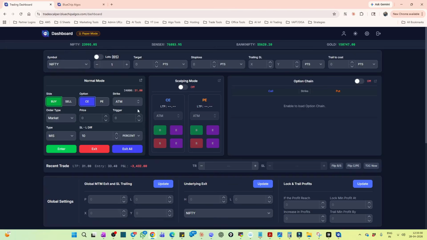So for example, you can see that now it is 23,995 and the ATM price is 24,000. This is the strike that the tool has already chosen, right? So you can also choose that.